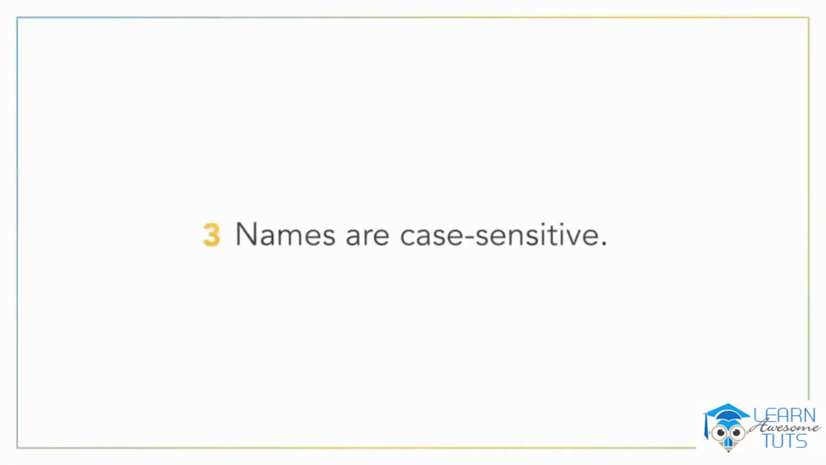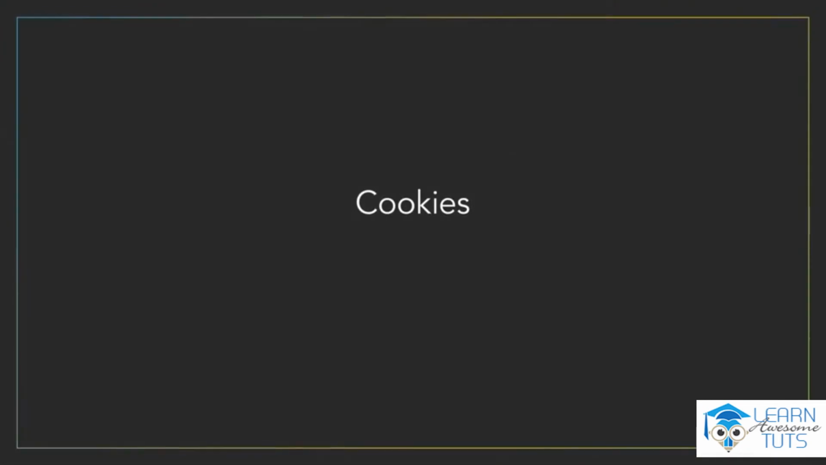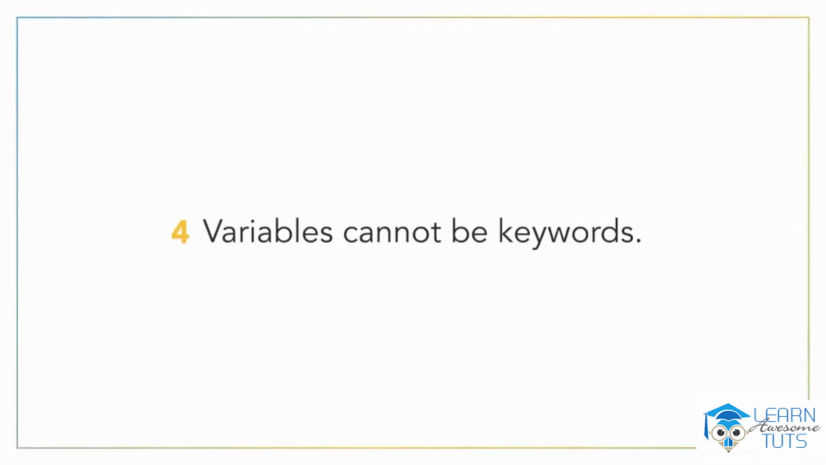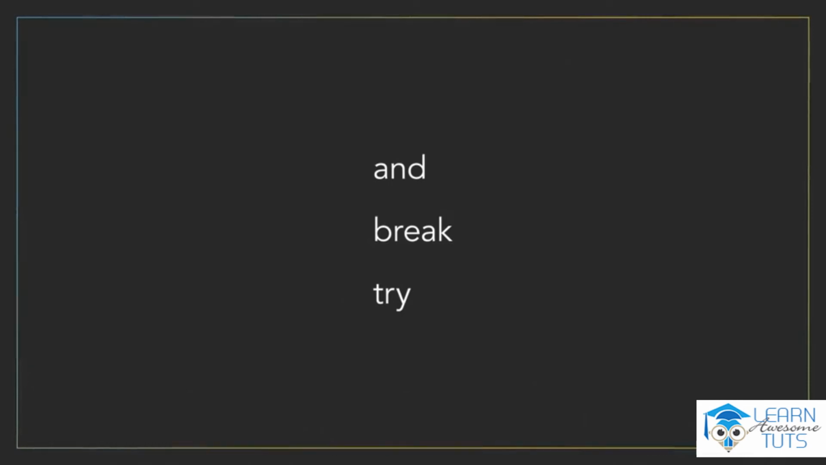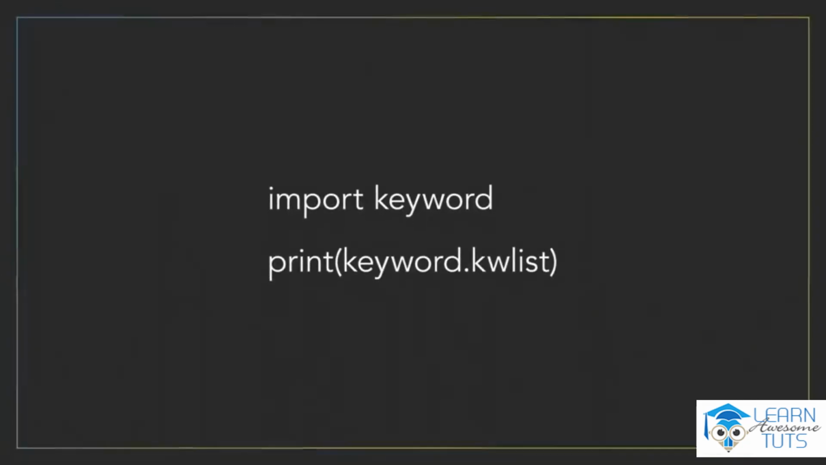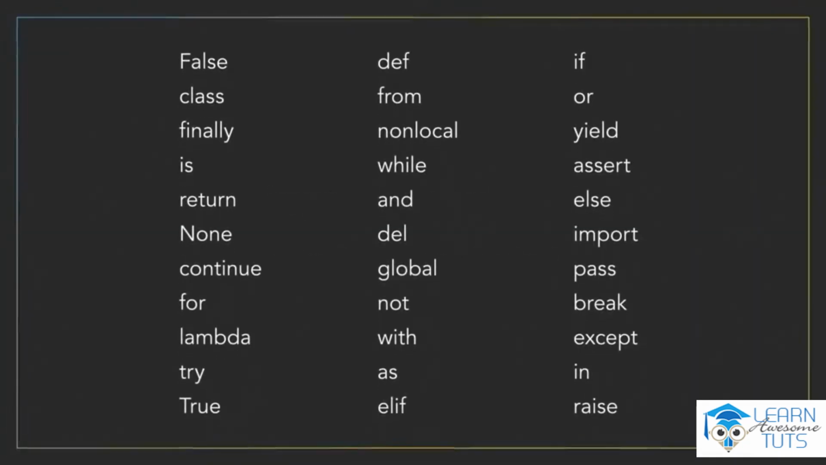Third, it's important to know that names are case sensitive. Capital C cookies is not the same as lowercase c cookies. Python considers them to be 2 different locations in memory. And finally, variables cannot be keywords. These are reserved words that mean something special to the Python interpreter, like and, break, or try. We'll learn more about keywords shortly. However, if you're ever curious about the complete listing of keywords in the Python language, you can run the following code snippet to get a listing of all of the keywords.